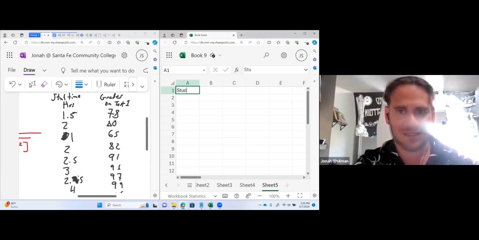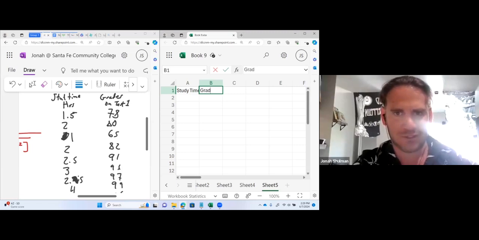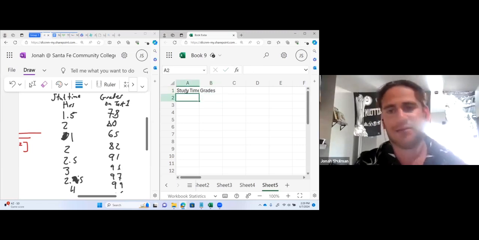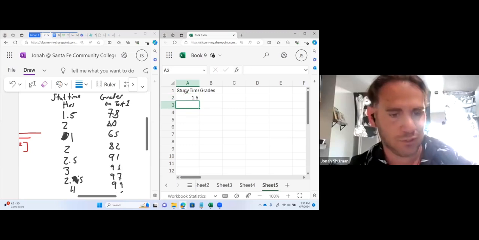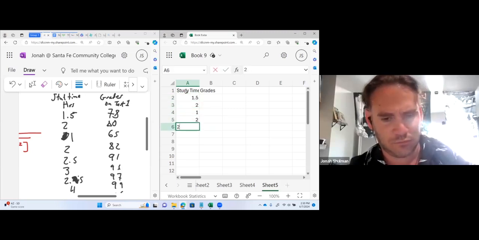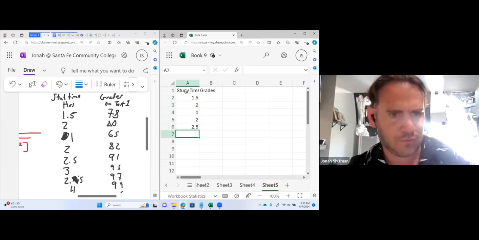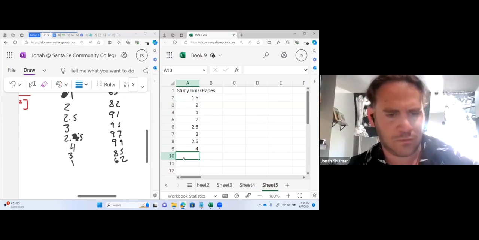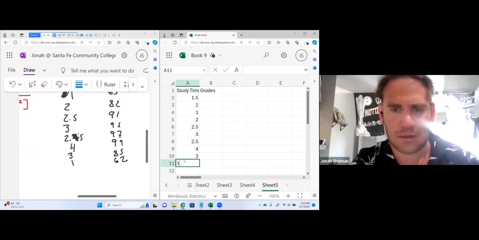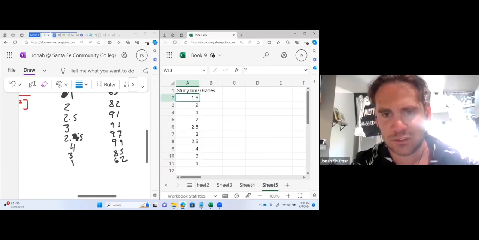So we've got study time, and we've got our grades. And we can't order these separately. If we do order them, which is fine, you have to make sure you sort them together. Perfect. 11, because we used the top line.